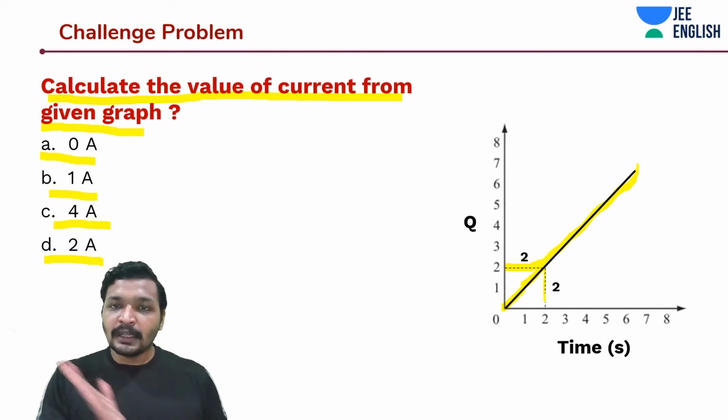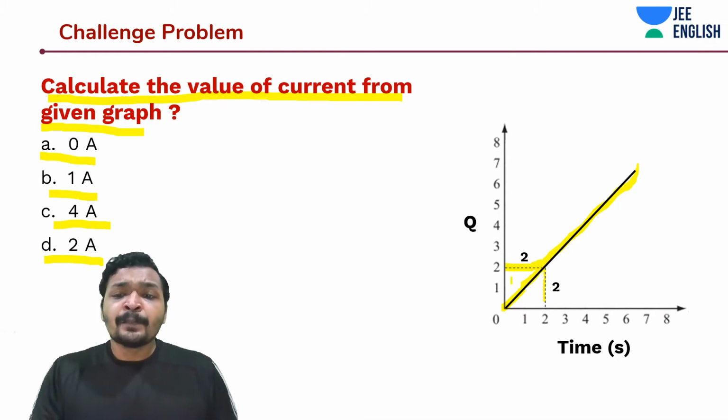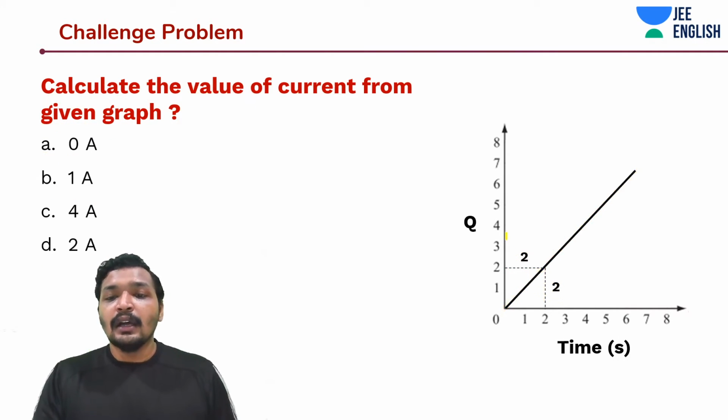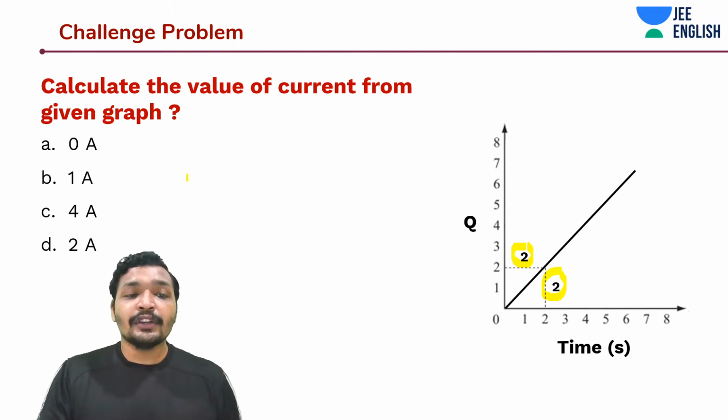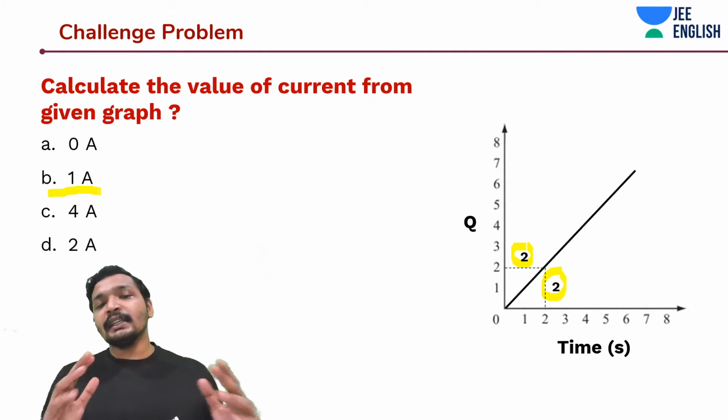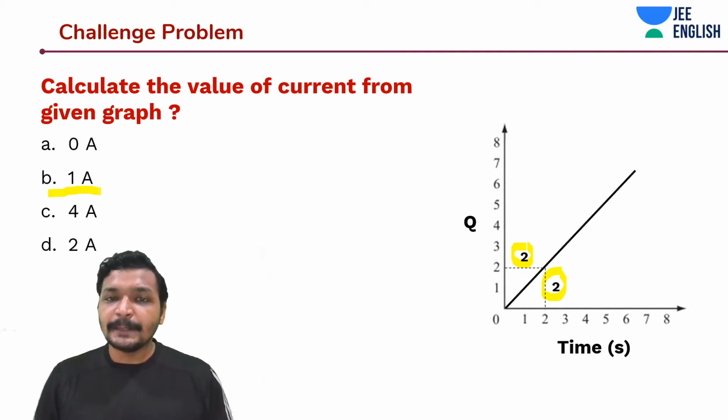It's a straight line slope. That's what is given to us. And they are marking some point where it is 2 and 2. That would mean the slope is 1. dq by dt, the instantaneous current, is going to be 1 ampere. Got it, guys? It's really easy, right? Wasn't it very, very easy?